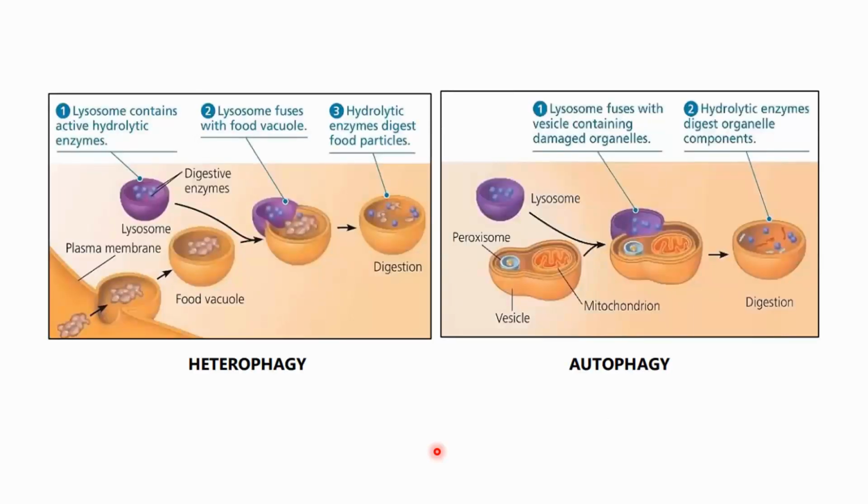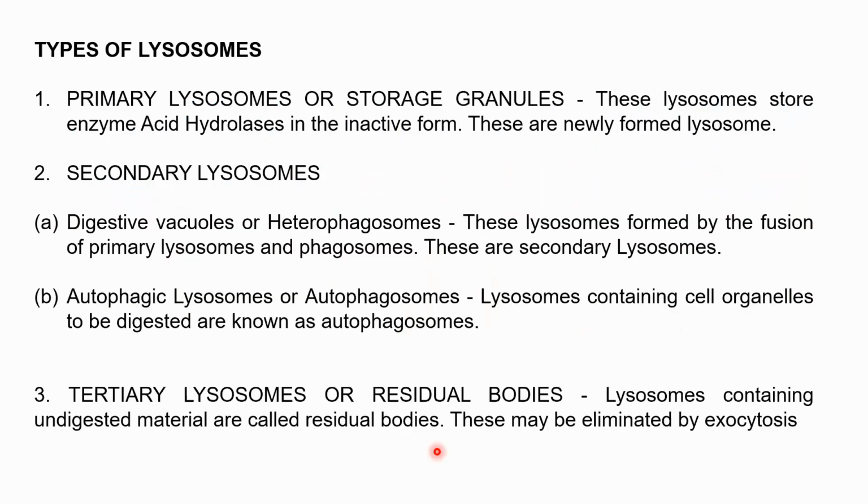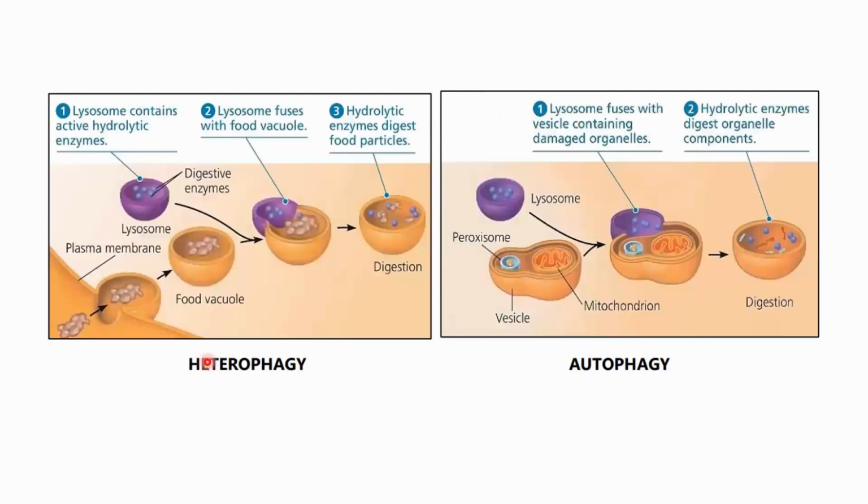Lysosomes are also known as suicidal bags. Why? Because they eat up their own cell organelles, thus leading to the death of the cell in which they are residing. So they are also known as suicidal bags. As I mentioned, in the case of secondary lysosomes, a heterophagosome may form or an autophagosome may form, thus leading to the process of heterophagy and autophagy. Heterophagy means eating others, while autophagy means self-eating.